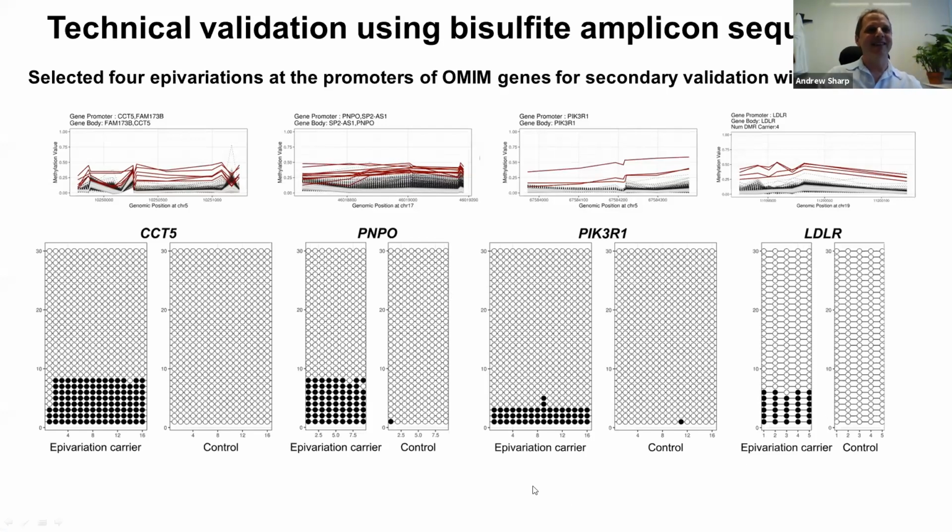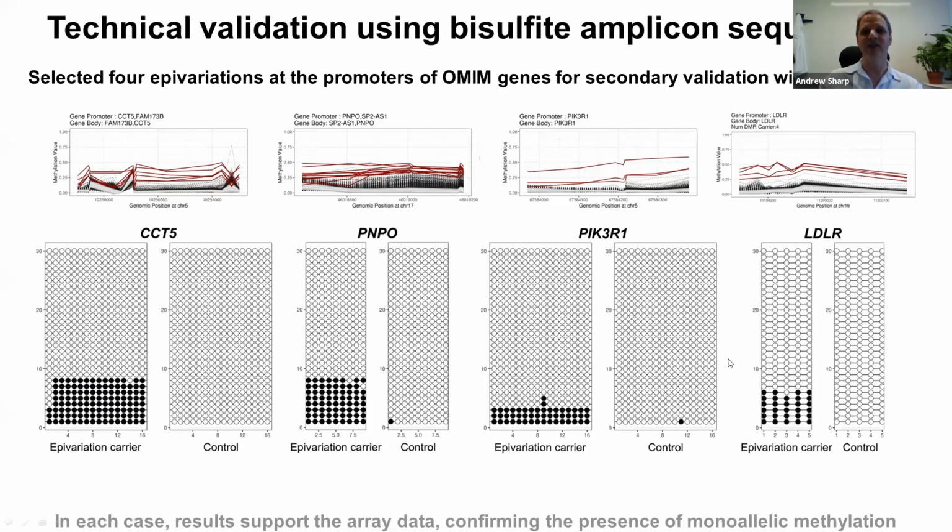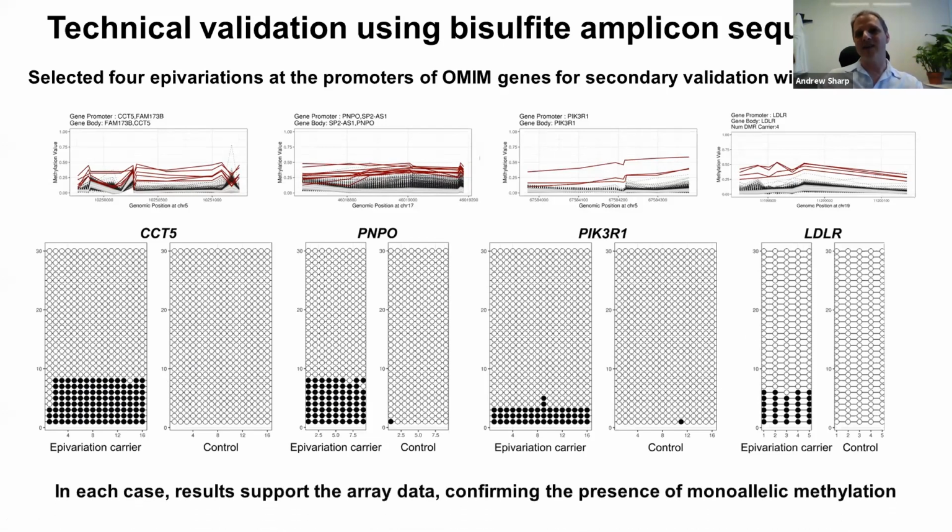And here I'm showing you where we performed bisulfite PCR and high throughput sequencing of each of these 4 loci. On the left is the person with the epivariation, on the right is the control. And in each of these 4 loci, you can see that we see a population of highly methylated reads that is absent in the control, basically replicating the array results with this secondary methodology. And we've actually, in prior studies, done this on about 60 loci, and we get a true positive rate in excess of 95%.